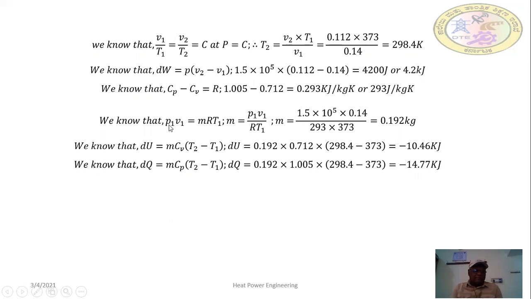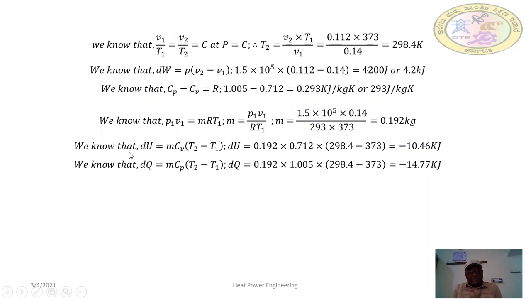To find out the mass of the gas, this gas equation is used: P1 V1 is equal to m R T1. You know the P1, you know the V1. You know the gas constant, it has been found out. And m is the mass of the gas and T1 is the initial temperature. All the values are known. After substituting all the values to the equation and simplification, you are getting the value 0.192 kgs. This is the mass of the gas.